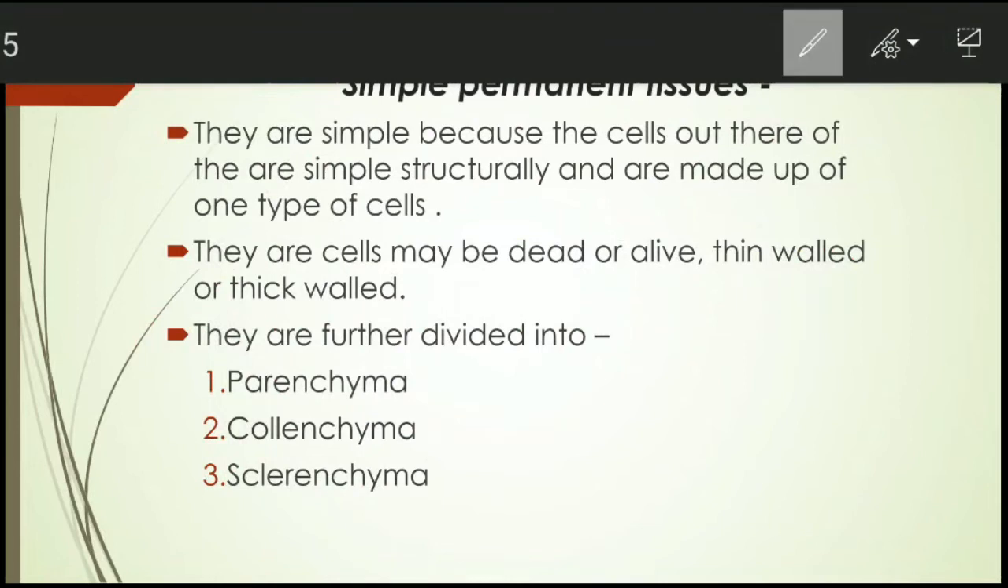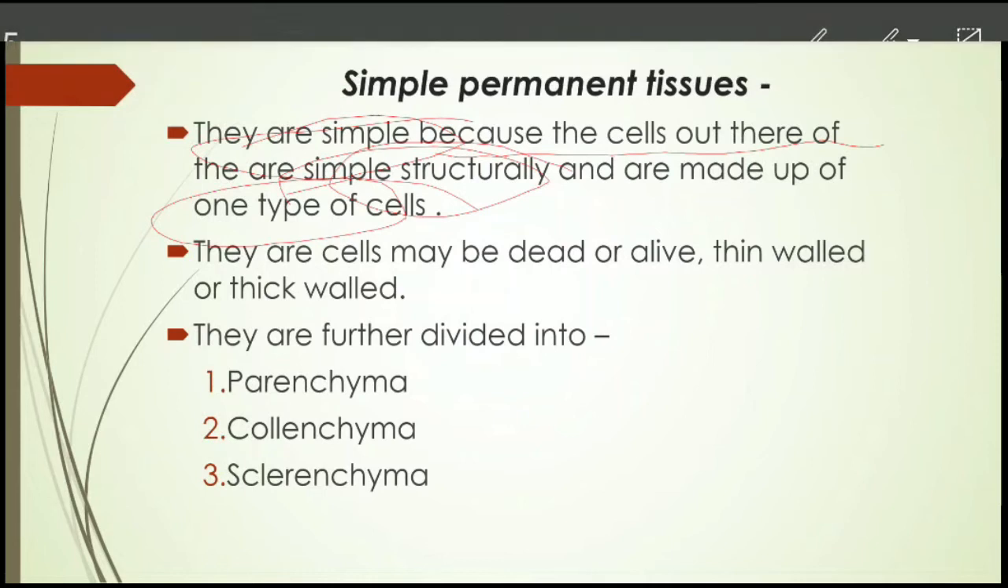Before entering into the types of these simple permanent tissues, which are also termed supportive tissues, let us have a look at certain general features. They are simple permanent tissues simply because the cells of these tissues are structurally simple and not complex. They are made up of one type of cell.